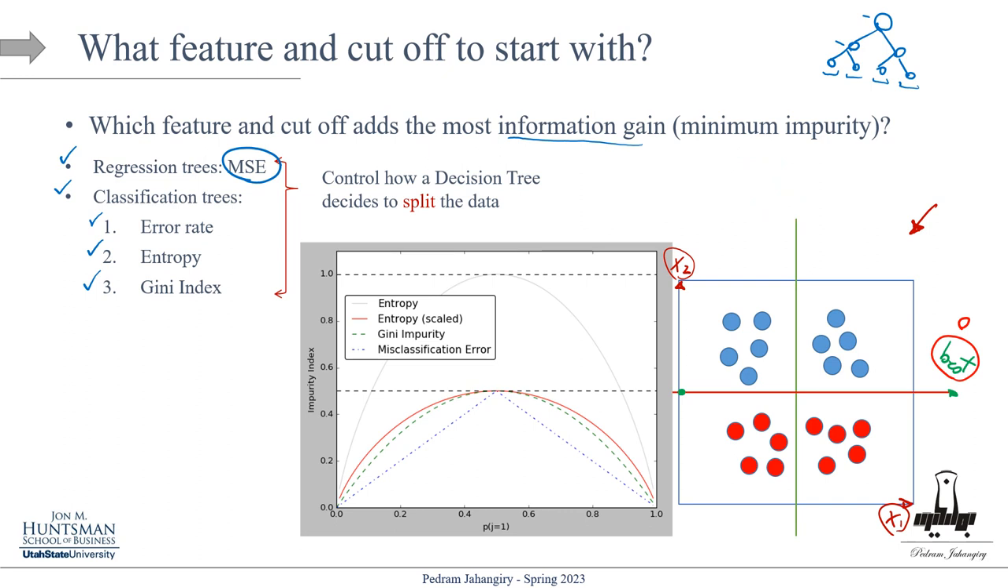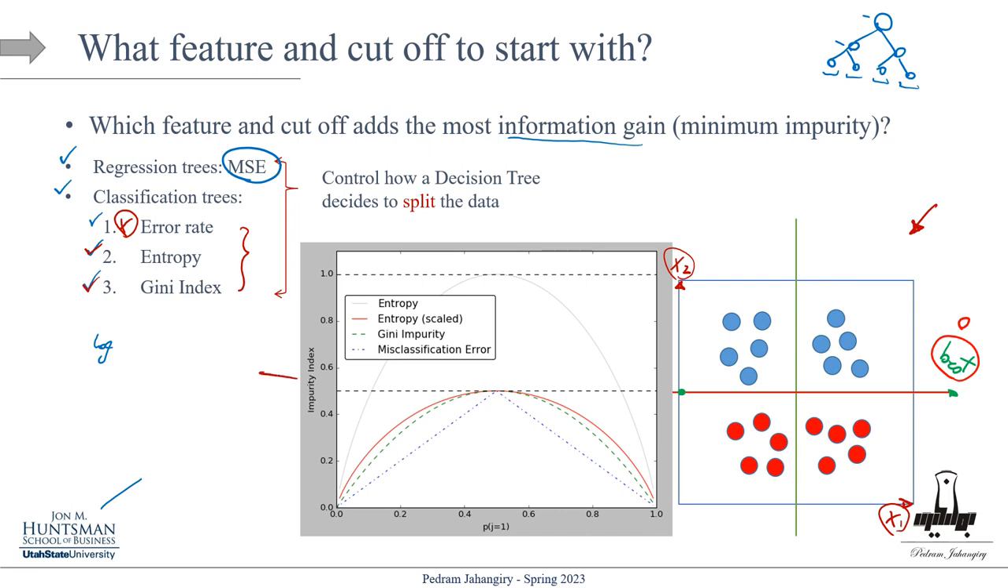We need to come up with some decision criteria, and depending on whether it is regression or classification, this decision criteria is different. So that's one thing. Another thing that I want you to pay attention to is, which one should we use? We have three of them for classification: error rate, entropy, and Gini index. The answer is that we rarely use error rate because it is less sensitive to changes in probabilities. And then the choice is going to be either entropy or Gini index.